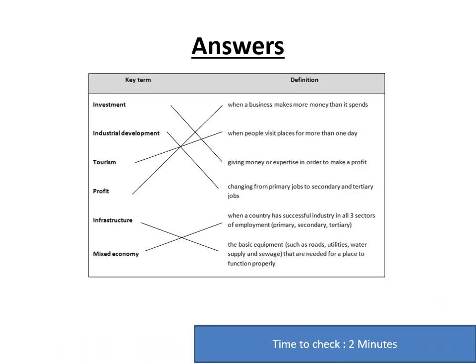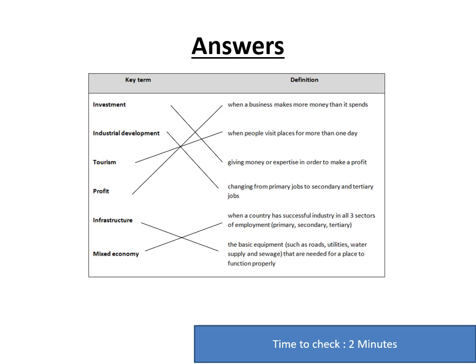Okay, so here are the answers. If you could use the lines to check. So investment, for example, means giving money or expertise in order to make a profit. Industrial development means changing from primary jobs to secondary and tertiary jobs. Reminder, primary jobs are jobs where you are, for example, farming or mining. You're extracting raw materials, whereas secondary is manufacturing, turning those raw materials into something, and tertiary is offering a service. Tourism, as an example of a tertiary job, is when people visit places for more than one day.